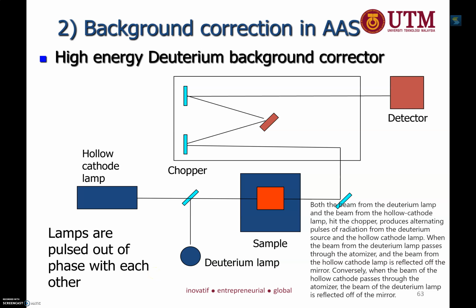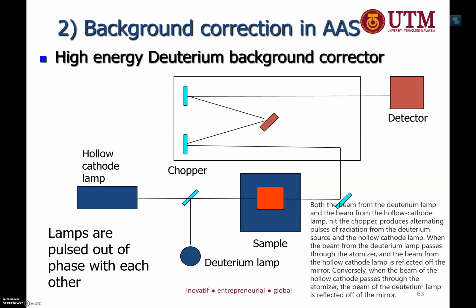Other than running a blank solution, you prepare your blank solution, run it, and then do a corrected signal. What can be done to correct the background in AAS? We have one method, using a continuum source for background correction. Specifically, it is using a high energy deuterium background corrector.